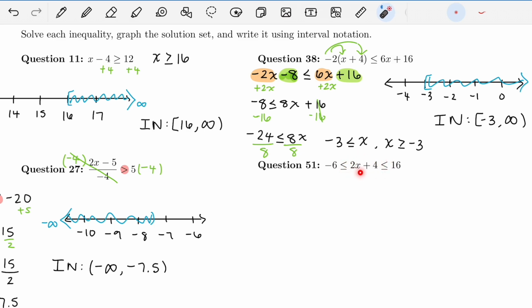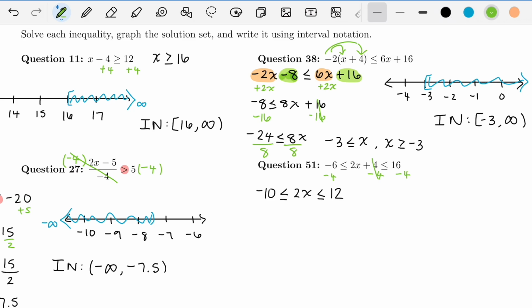So we still want to solve for x, and what's happening to x here is it's being multiplied by 2 and then we're adding 4. So we're going to undo those operations to get x by itself. I'll subtract 4 first, so these guys cancel, and whatever I do to one part, I have to do to the other 2 parts. So I'll get minus 10 here. We still have 2x in the middle, and then on the right-hand side, we're going to have 12.